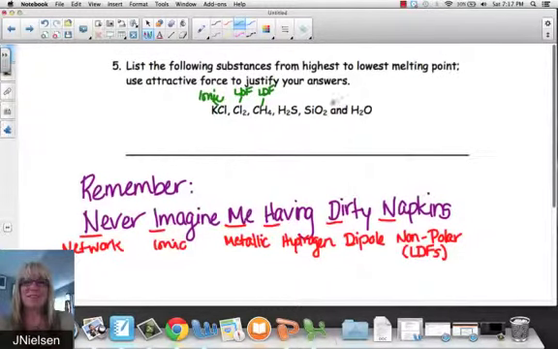H2S, the S is in the same group as O, so these both look very similar. They're bent molecules, and that means that this one's going to be hydrogen bonding, right? There's your special dipole. This one's just going to be dipole. Even though they look the same, they have two types of intermolecular forces.